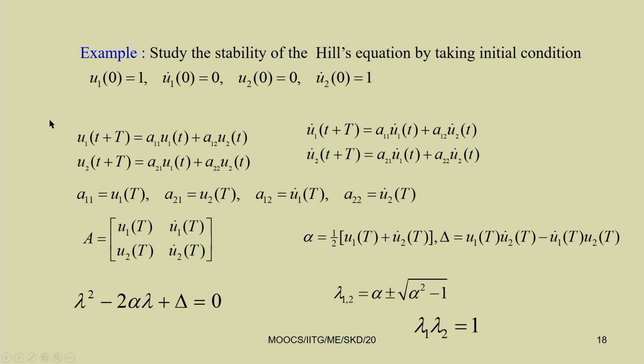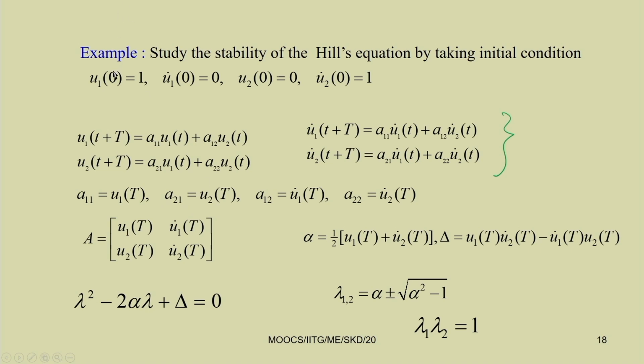Like the previous class, here also we can take u1 of t plus T equal to a11 u1 of t plus a12 u2 of t. Similarly, u2 of t plus T equal to a21 u1 of t plus a22 u2 of t. Similarly, u1 dot of t plus T equal to a11 u1 of t plus a12 u2 dot of t, and u2 dot of t plus T equal to a21 u1 of t plus a22 u2 dot of t. By substituting these initial conditions, we can find a11, a12, a21, a22, where a11 can be found as u1 of T, a21 can be found as u2 of T.